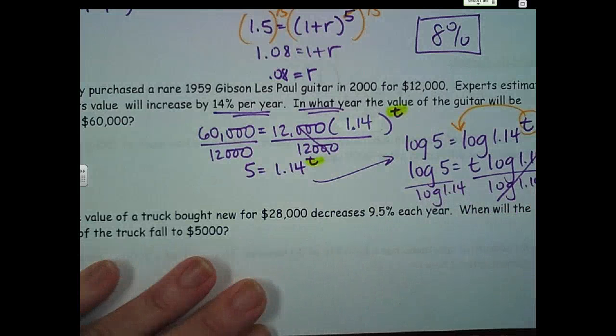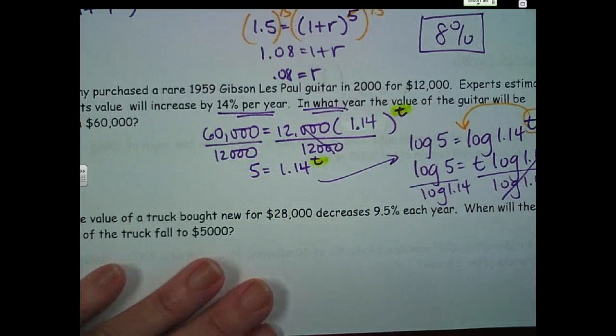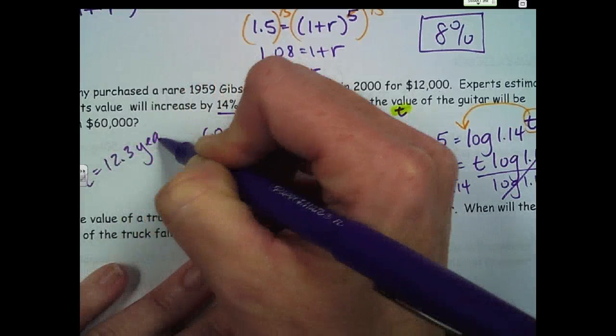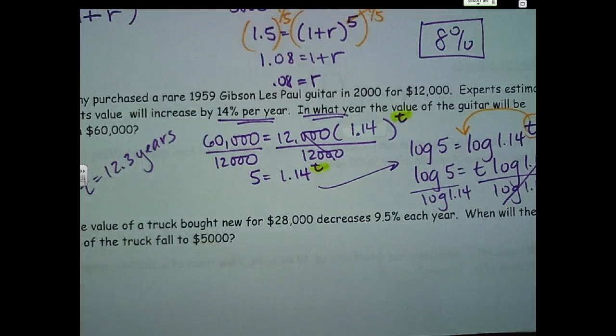How many years? A little over 12? So depending on how your brain thinks about it, time was 12.3 years. So I would accept 2012 and 2013. Either way, I would accept it, because it asked in what year.